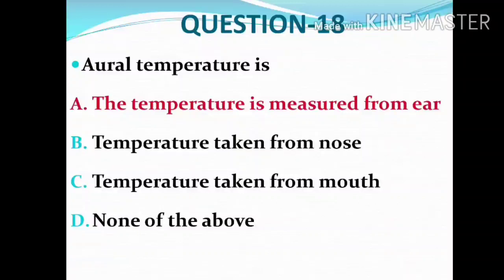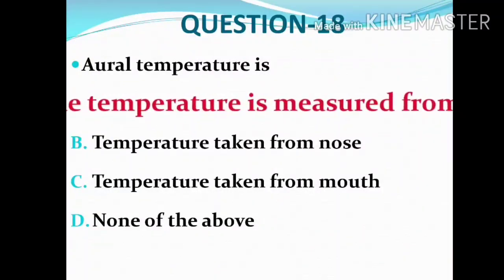Aural, A-U-R-A-L, spelling is denoting ear. So don't get confused with O-R-A-L, oral. That oral indicates mouth and A-U-R-A-L is indicating ear. Here the tympanic membrane thermometers are used to assess the heat radiated from the tympanic membrane. So here the answer, aural temperature, is the temperature measured from ear.